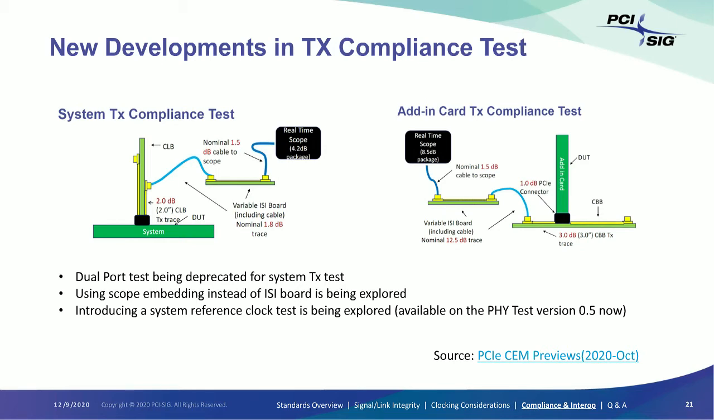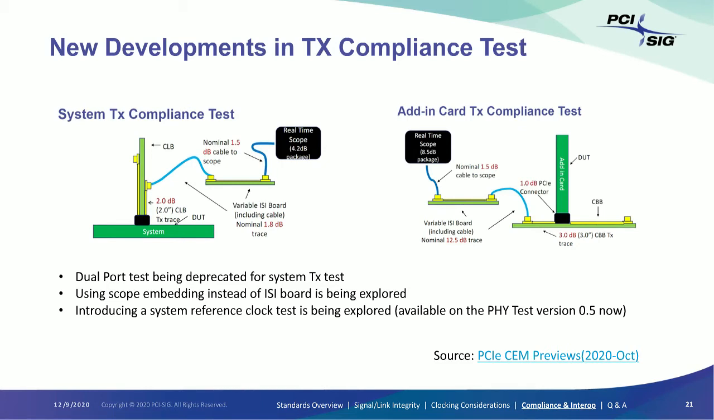So a few things to take note that are currently under discussion or are changing is that the dual port test is being deprecated for the system transmitter. What that means is that at Gen 4, both the reference clock and the data have to be connected to the scope, but at Gen 5, only the data is connected.